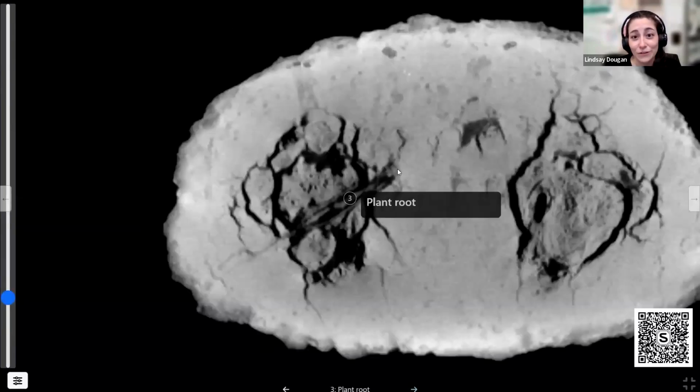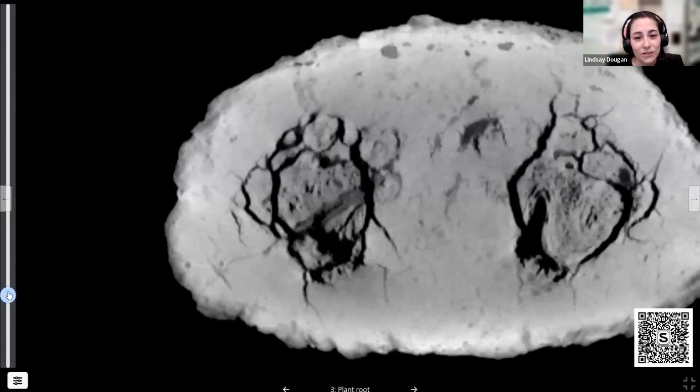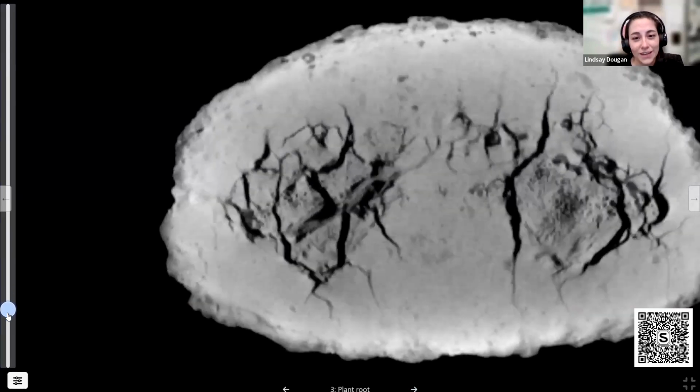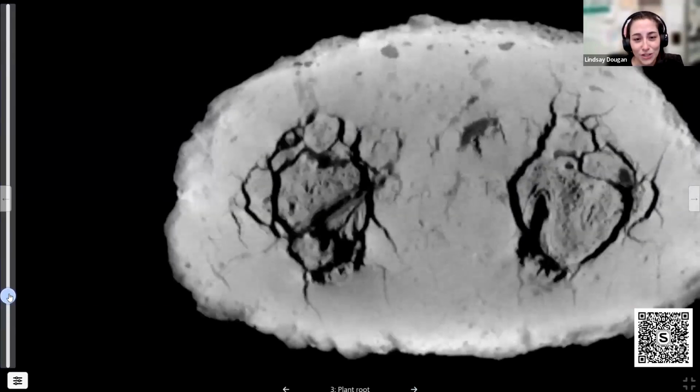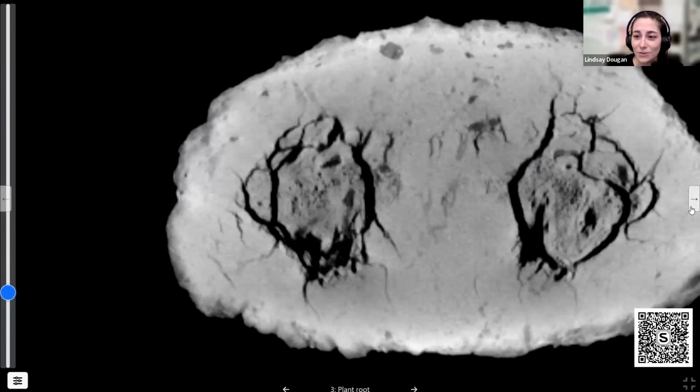Occasionally, with some of these, we get artifacts. And the artifact can be an image artifact, so something that happens when it scans, or it can be an artifact of the fossil process. And in this one, we actually had some plant roots come through and move through these bones. So that's what this funky little shadow is. That is not actually an anatomical feature. That's just an artifact of being a fossil.